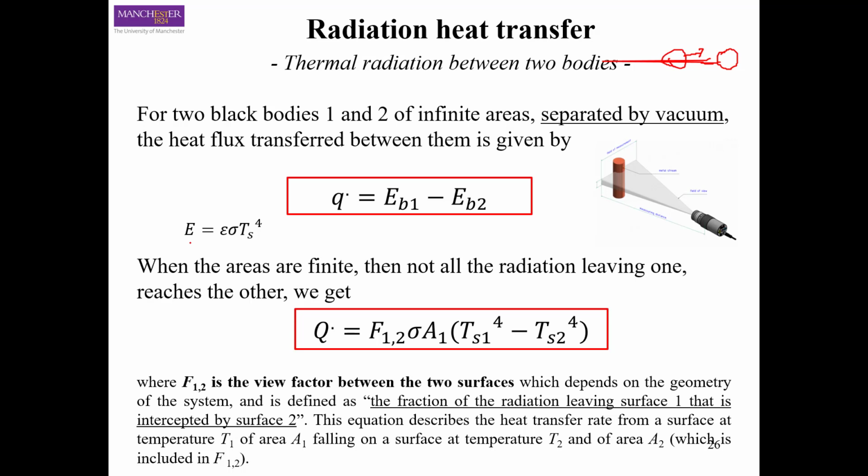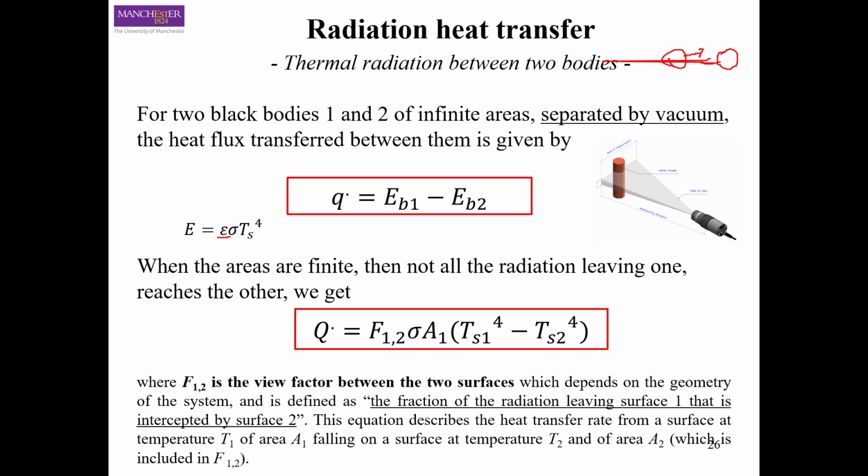And if you remember from the previous slides, E_B is equal to sigma T_s raised to the power 4. And if it is a gray body, then we have to multiply it with this term here, epsilon, as well, because then it converts the black body into a real body by using epsilon.